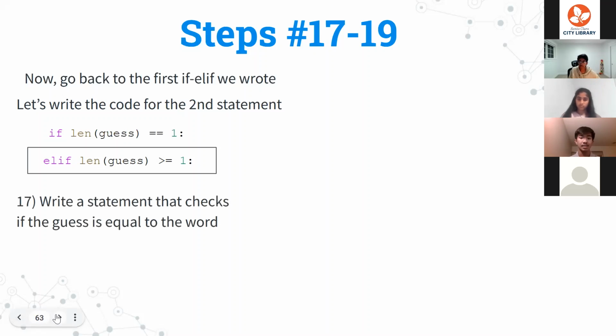So for step 17, we need to write a statement that checks if the guess that the user makes is equal to the chosen word. So remember, to test for equality, we'll have to use the double equal sign.